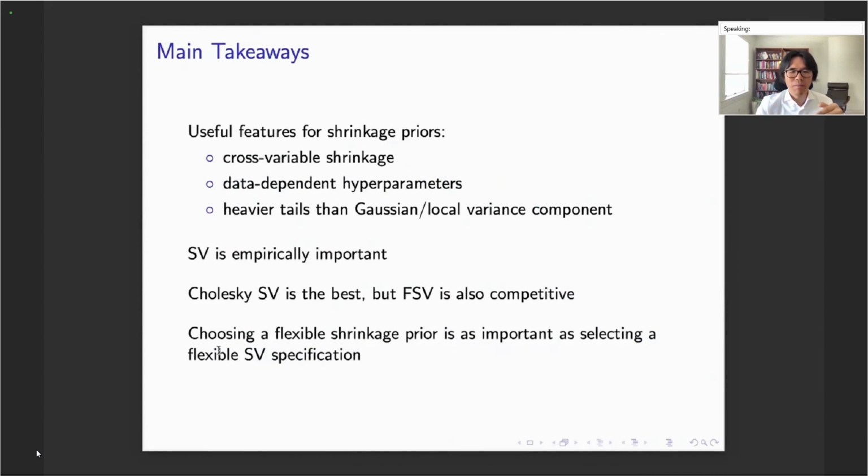Another message I want to give is that stochastic volatility is important. For US macro data, similarly, the Cholesky SV is the best, but factor SV is also very competitive. But perhaps most surprising to me is that in large VAR settings, it seems more important to have a suitable prior than a more flexible stochastic volatility specification.